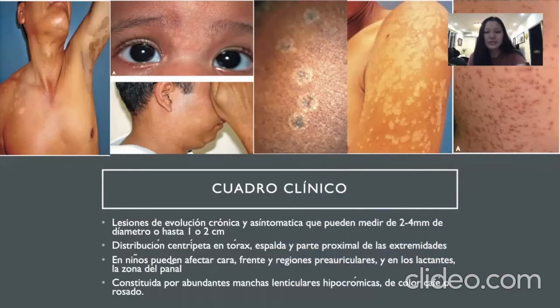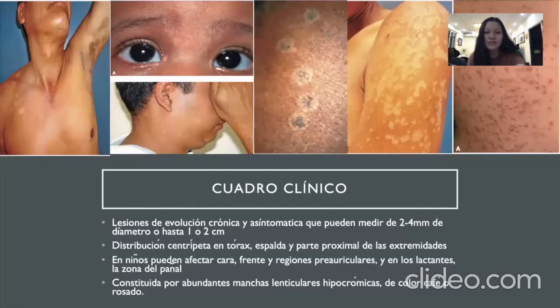Clinical presentation. The lesions usually have a distribution in the thorax, back, and proximal part of the extremities. They rarely extend to the neck and forearms. In children, they may affect areas such as the face, forehead, and preauricular regions, as seen in the second picture. And in infants, it can affect the diaper area. The lesions are chronic and asymptomatic, although occasionally they can cause mild itching.